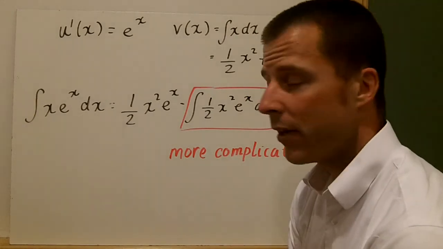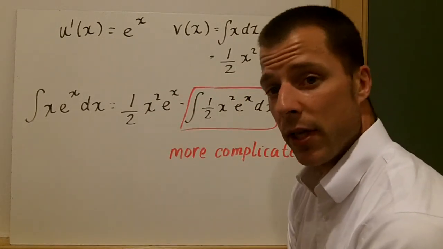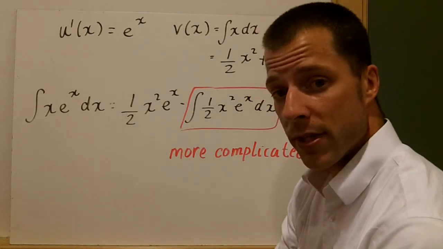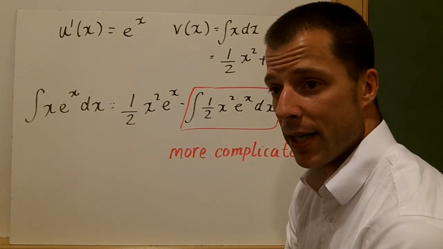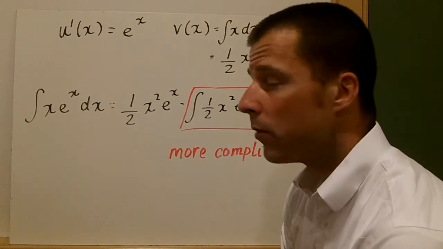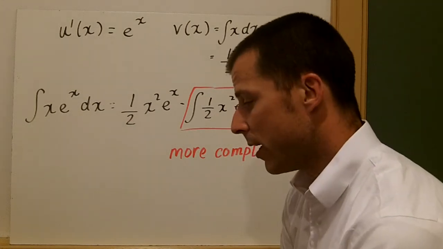So you just have to be very careful on how you pick your u and v. In general, you pick u that's going to be simpler when you take the derivative, and you pick a v prime of x that you can actually integrate. Okay, that's it for integration by parts for now.